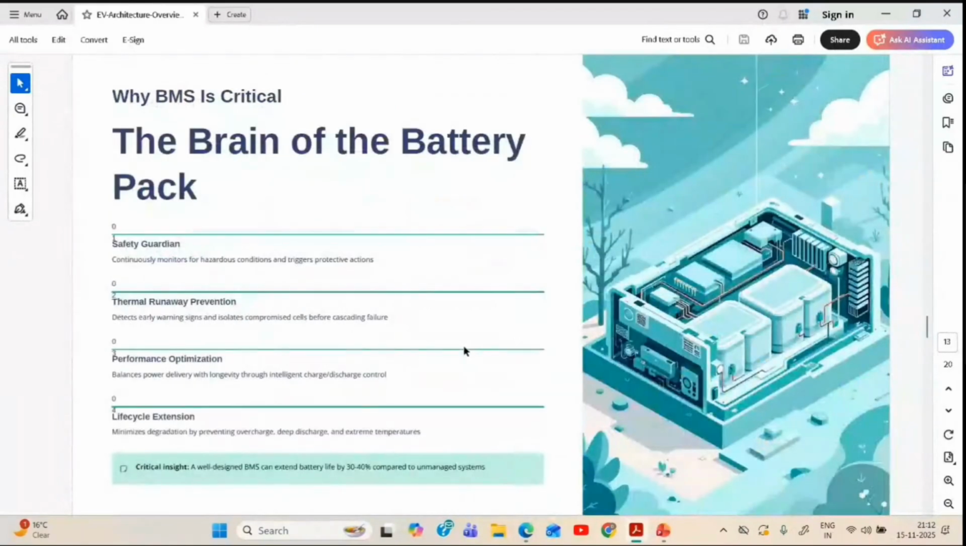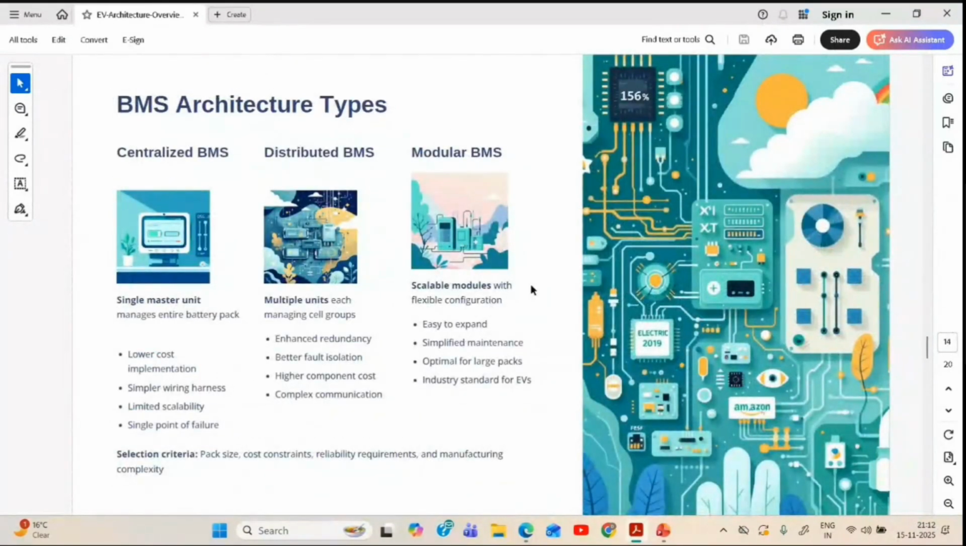Now this is a little bit regarding the BMS architecture type. We have centralized BMS, distributed BMS, and modular BMS. In centralized BMS, we have a single master unit. In distributed BMS, multiple units are there managing cell groups, and there are advantages for each type of BMS. For example, in distributed BMS, multiple units are there, so it enhances redundancy and gives better fault isolation, but has higher component cost and complex communications.